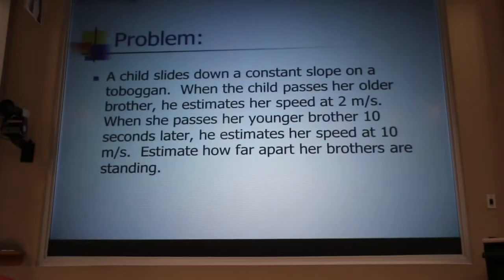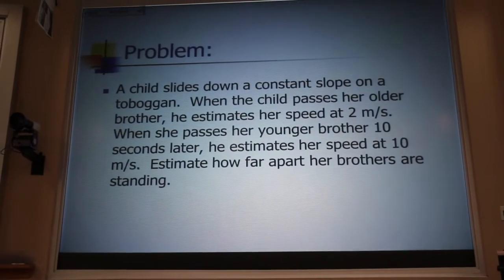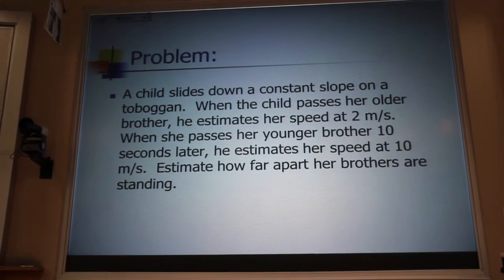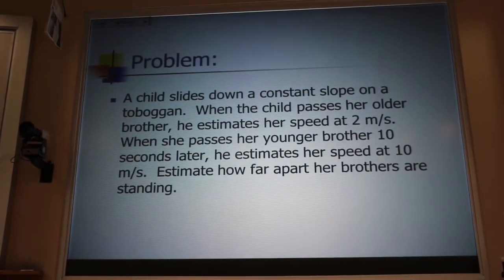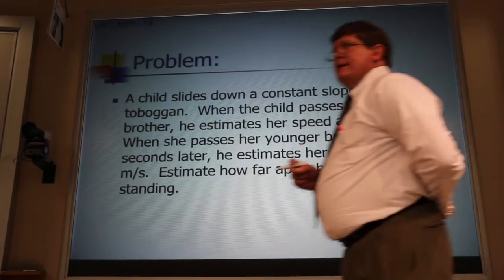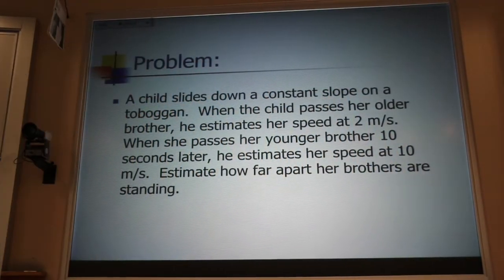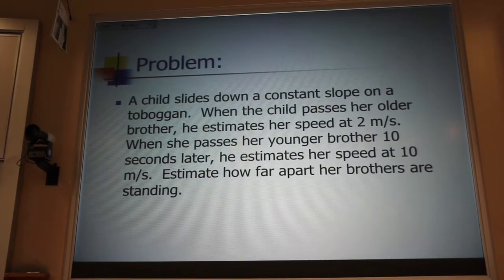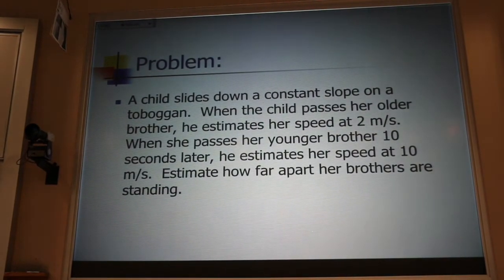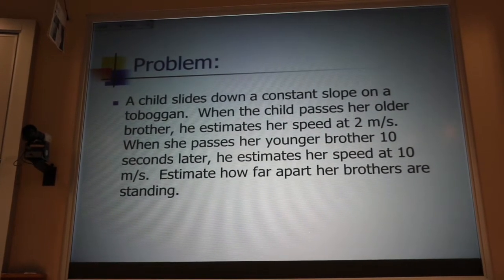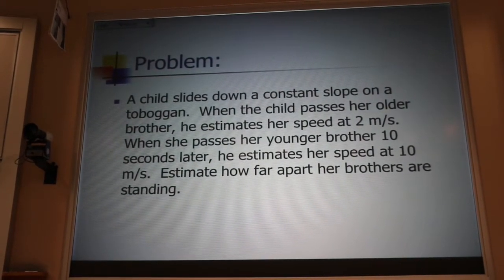Let's try a harder problem. A child slides down a constant slope on a toboggan. Folks, the most important words in this problem are constant slope. These kinematic equations that I'm teaching you are only valid when there's constant acceleration. They've got yellow caution tape around them. Don't ever dream of using these equations unless you have constant acceleration. Fortunately, those are the problems that we're going to be solving in this class.